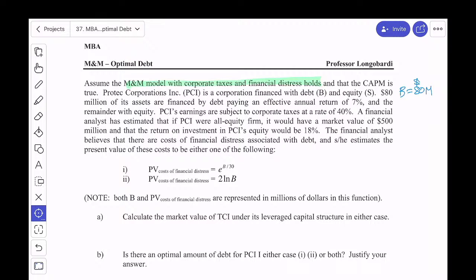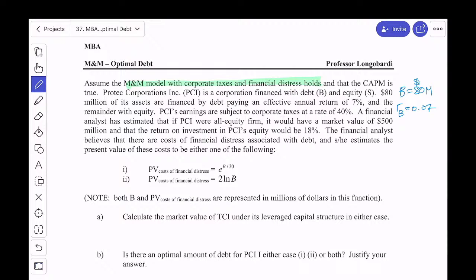And what we have here is RB, and it's given as an effective annual return. So that's how we want it. We want it as an effective annual return. So we've learned a lot to get to this point. When you think about it, we've learned a lot. So we need the effective annual rate. What else? And the remainder with equity.